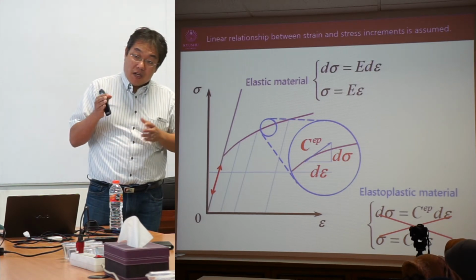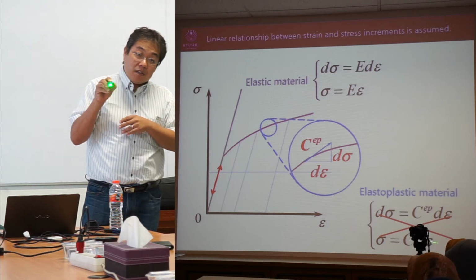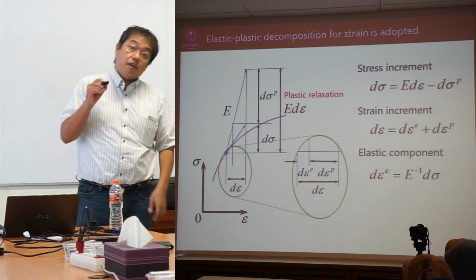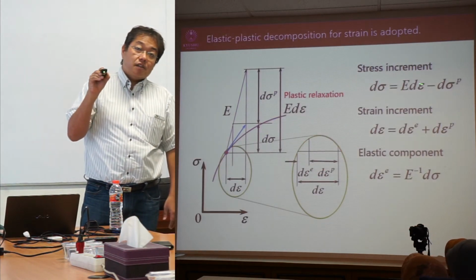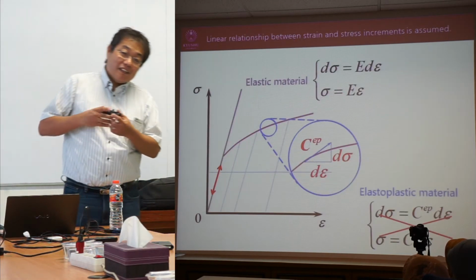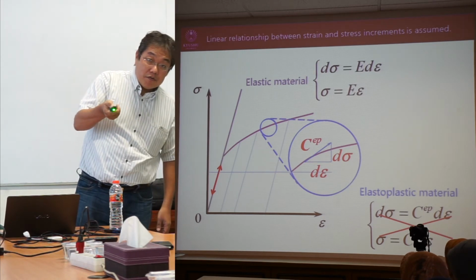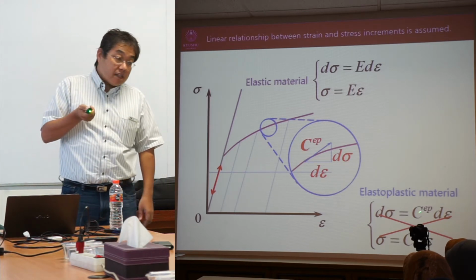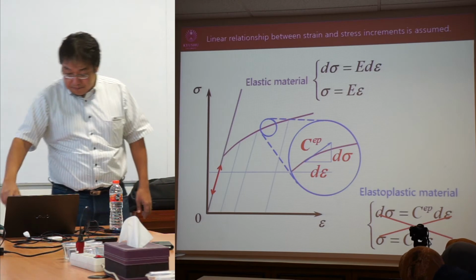So we use this one, d sigma. So back one. We use this one, only the upper part. C_EP is an elastoplastic matrix, or this is a stiffness matrix.